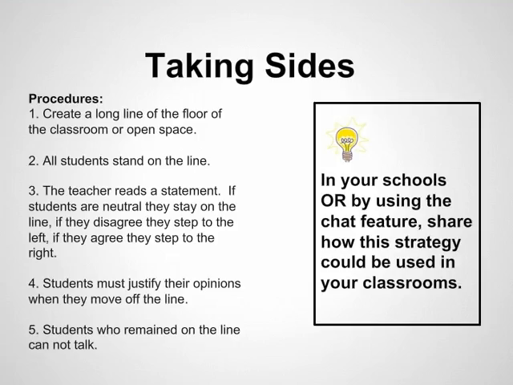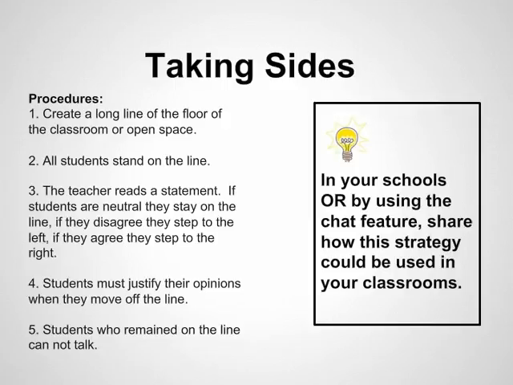Taking sides is another example of an auditory strategy. It's similar to the human bar graph, where you'll need space in your classroom. First of all, create a space and put a long piece of tape on the floor or a long piece of rope or skipping rope. All students stand on the line. The teacher will then read a statement or question, and they decide if they agree, disagree, or if they're neutral.